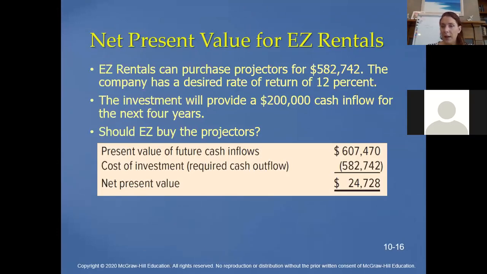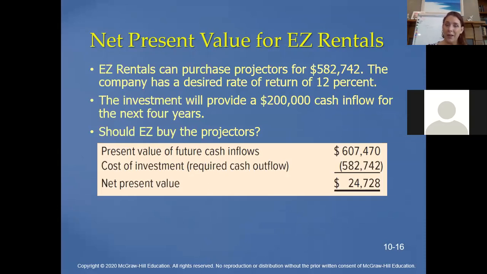So this is making a decision. Should you buy a piece of equipment based on what you think the future cash flows are going to be? So the present value of your future cash flows. For example, in this instance, for the next 4 years, you're going to get $200,000 each year. So you're going to get a total of $800,000.